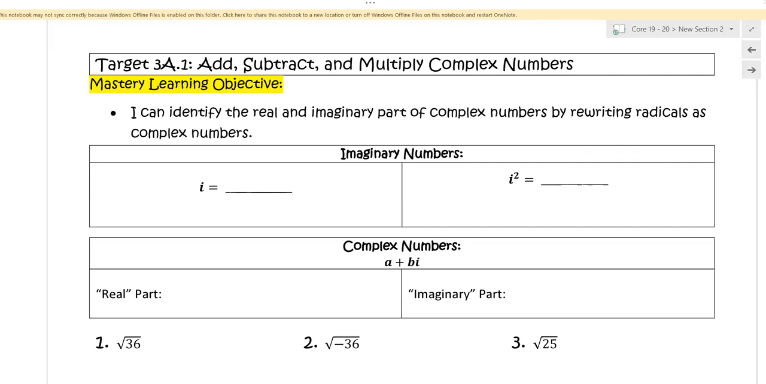Casey 3, our target 3A, is add, subtract, and multiply complex numbers. A lot of things in this unit will look very similar to things we did in Casey 2, and so therefore things should be a little bit easier for you guys. So our first mastery learning objective is I can identify the real and imaginary part of complex numbers by rewriting radicals as complex numbers.